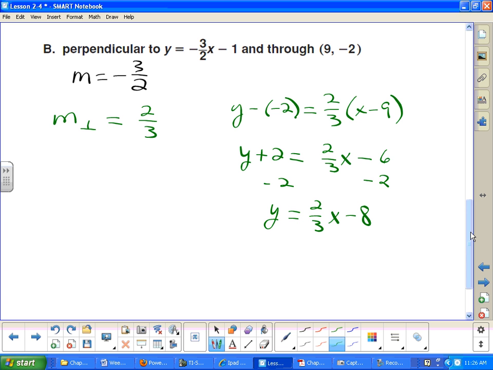So this whole thing of today using the point slope formula. So you should know slope intercept form, how to find the slope, and point slope form from each of these problems in this lesson. Any questions?